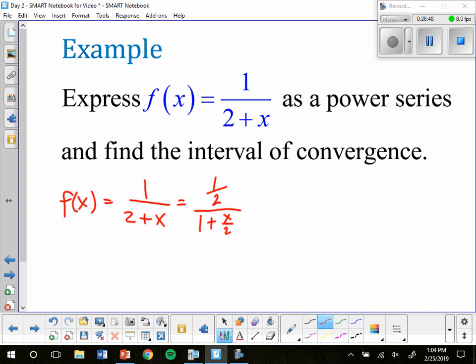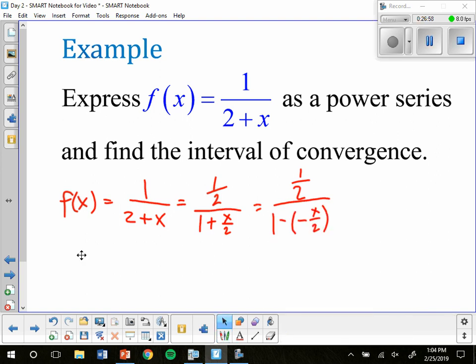So now I have A over 1 plus r. And your A is 1/2. But I'm not done, because what do I not have? Negative. No, minus. So I'm just going to do minus negative. Good. So now it's A over 1 minus r. My A is 1/2, and my r is negative x over 2.